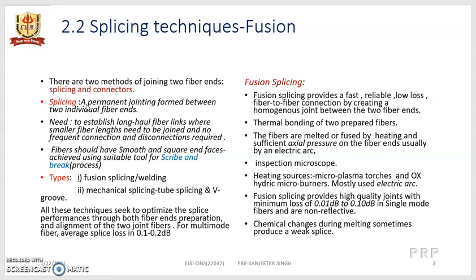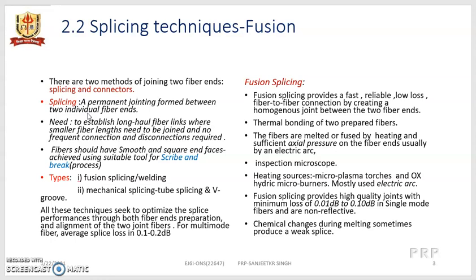In the splicing technique, there are two methods of joining two fiber ends, and that is splicing or by connectors. So what is splicing? A permanent jointing formed between two individual fiber ends is called splicing. So what is the need of splicing?